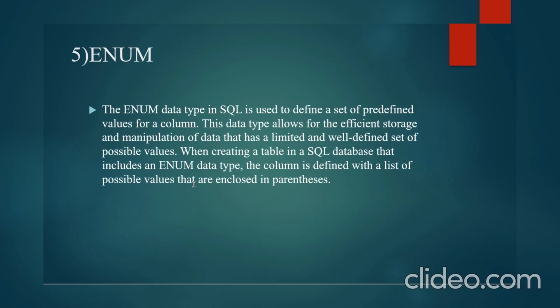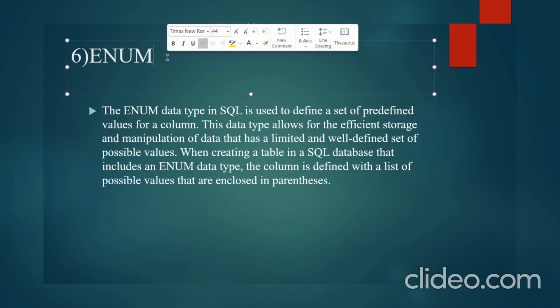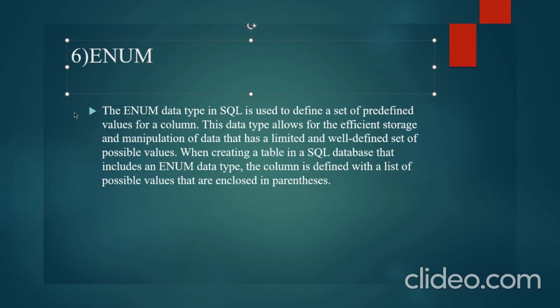Now let's see the sixth one. The sixth one is the enum data type. The enum data type in SQL is used to define a set of predefined values for a column. This data type allows for efficient storage and manipulation of data that has a limited and well-defined set of possible values. When creating a table in a SQL database that includes an enum data type, the column is defined with a list of possible values that are included in parentheses.